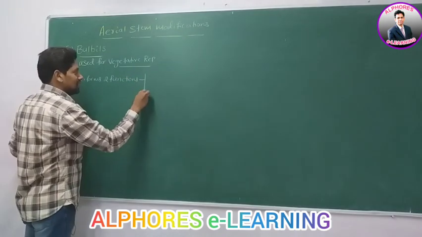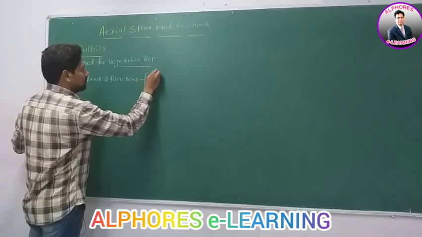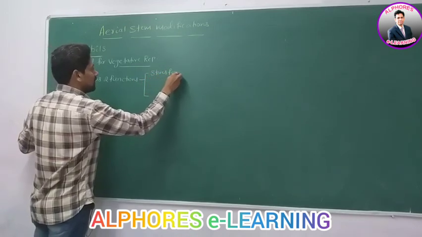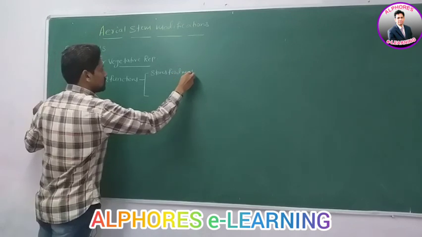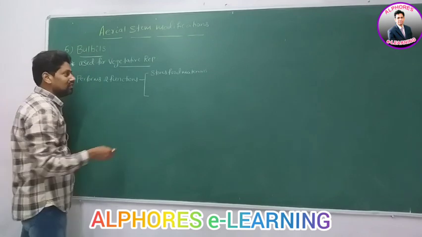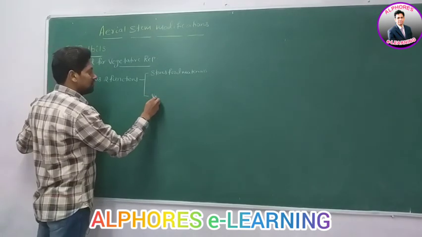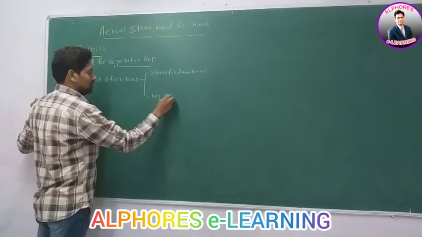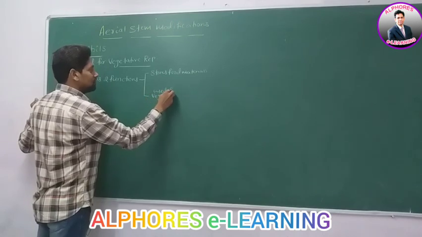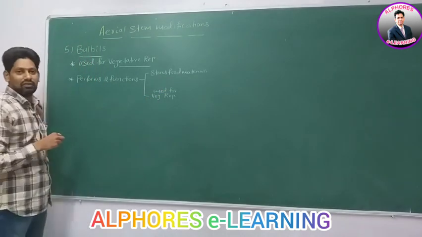First one is stores food materials. Stores food materials, right? And the second one is used for vegetative reproduction. Is it okay? Used for what? Used for vegetative reproduction, right?